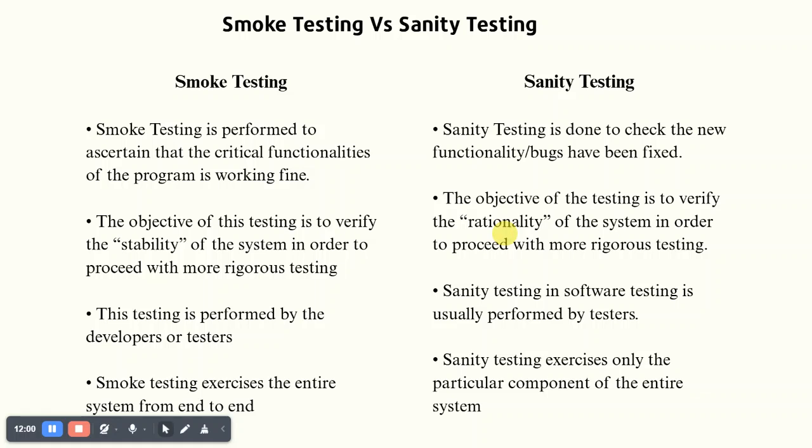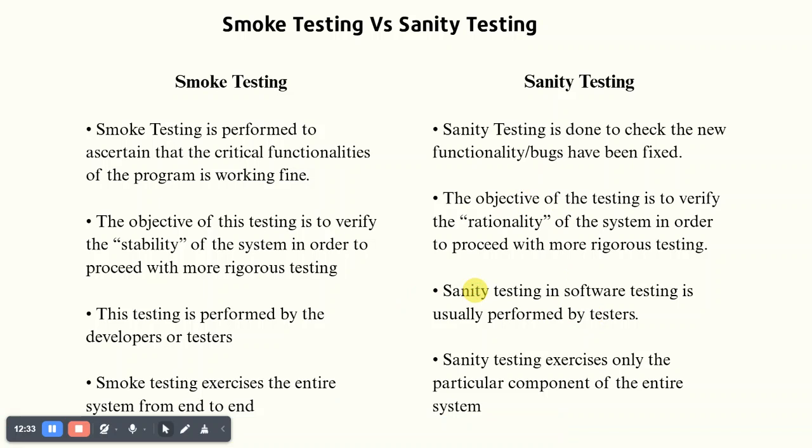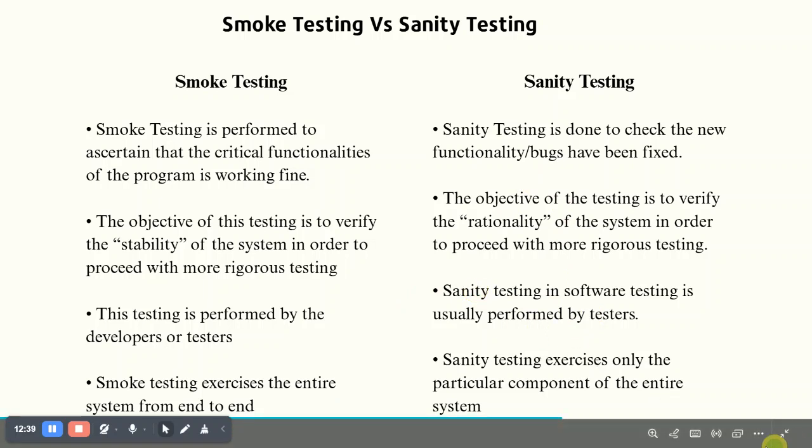For deployment purposes, we have to cross verify that the build is stable and working fine or not. Smoke testing is performed by the developer or a tester. Both can test it. Sanity testing in software testing is usually performed by testers. Okay, the main point is that sanity testing is performed only by testers, not by developers. So please make sure about these differences. Then we can get a clear idea about what smoke testing and sanity testing are.